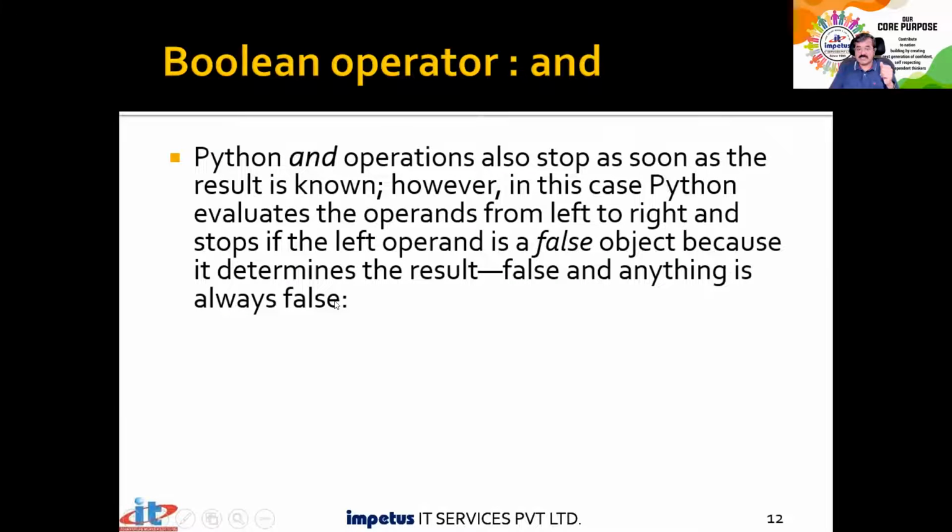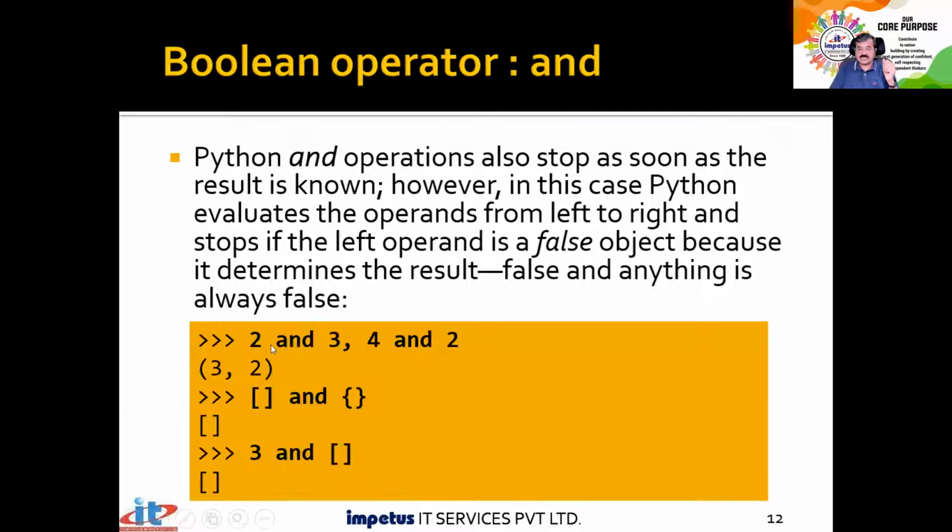False is anything that is always false. The result is false, and anything that is always false. Now, what is false? Anything which is empty is false. 0 is false. So in this case, if I say 2 and 3, 2 is not false, and 3 is also not false. So the last one it will return. 4 is not false, 2 is also not false, so it will return 2.